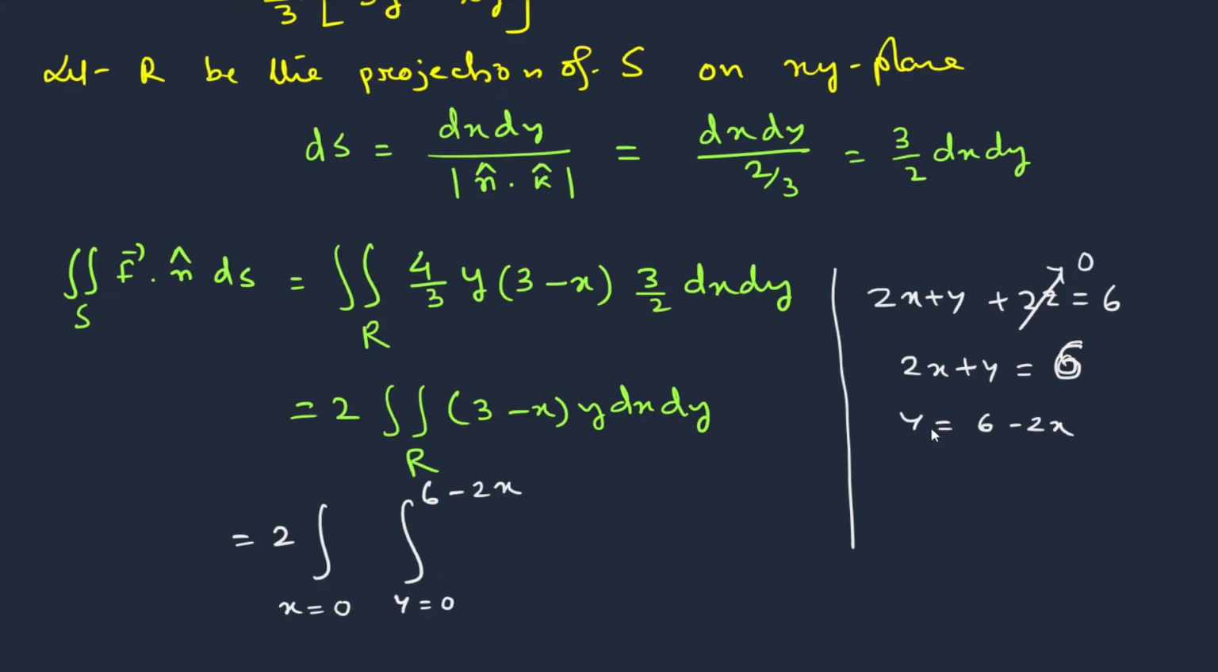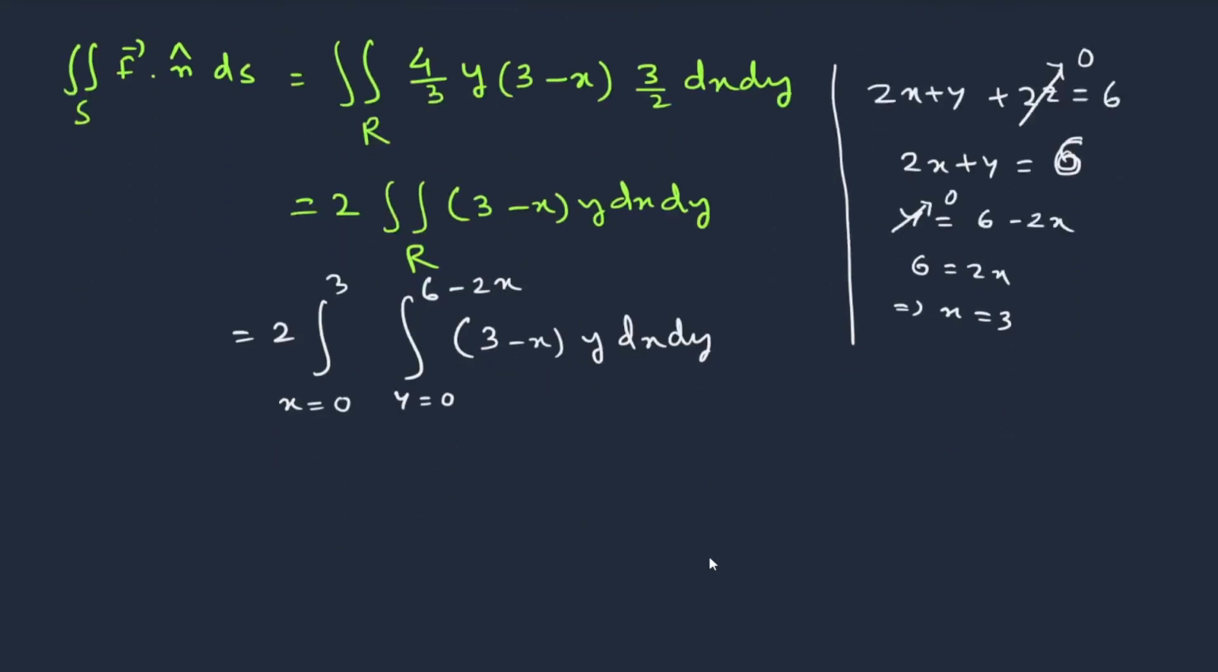Now when we come to the x-axis, on the x-axis the value of y is again 0. So you have 6 equals twice x, means what? x equals how much? 3. So x equals 3. So just remember this thing. When we find the limit of y, we have to put z equal to 0. Again, when we have to find the limit of x, we have to put y equals 0. Then we have y into 3 minus x dy dx. Now we'll integrate it. Now it's a very simple integration.